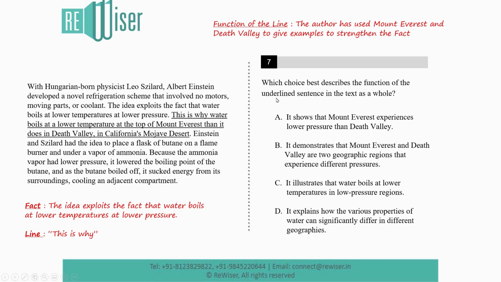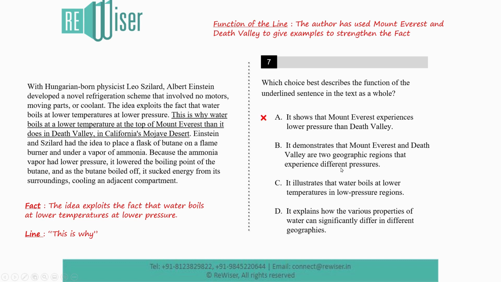So let's take a look at the options one by one. Option A, it showed that Mount Everest experiences low pressure than Death Valley. A can be factually correct, but it does not describe the purpose of the underlined portion. The underlined portion is just to strengthen the fact given in the previous line. That is the bigger purpose of the underlined portion, and not just to show that Mount Everest experiences low pressure than Death Valley. So option A can be eliminated.